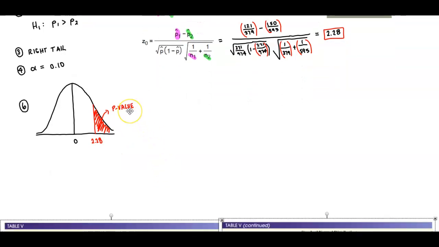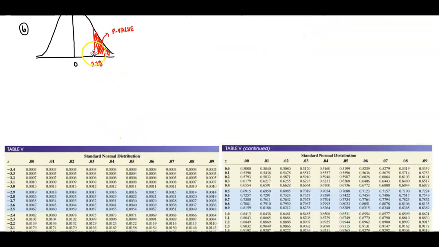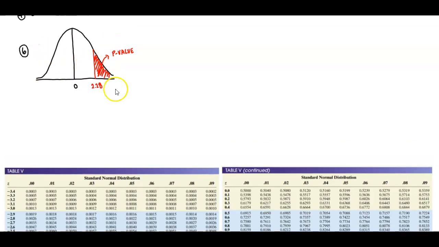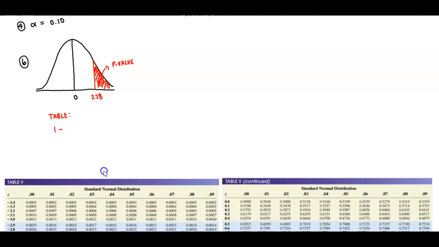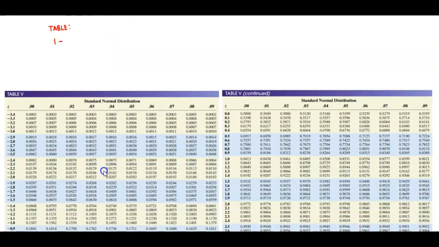Okay, so if we want to find a p-value, how do we find the p-value using the table? Well, remember that the table for z-scores gives you the area to the left. So that means here we're going to have to subtract from 1. So if we're using the table, it's going to be 1 minus the p-value to the right. So it'll be 1 minus the p-value of 2.28. So what is the p-value of 2.28?